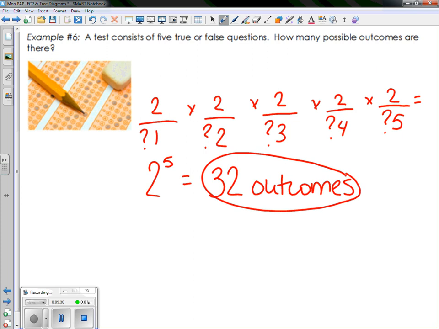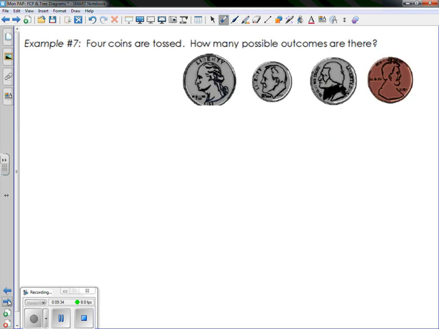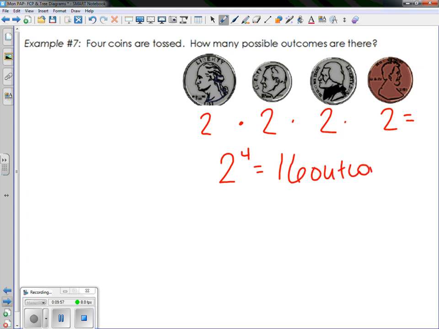All right, one last one. We have 4 coins that are tossed. How many possible outcomes are there? Well, first coin, we have heads or tails. Second one, we could get a heads or tails. Third, we could get a head or tails. And the last one, we could get a heads or tails, which is the same thing as 2 to the 4th power, which would give us 16 outcomes. Now, make sure when you see 2 to the 4th power, you don't go 2 times 4, which is 8. Remember, that means 2 times 2 times 2 times 2.